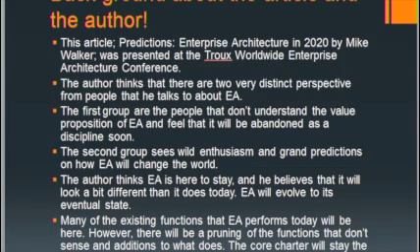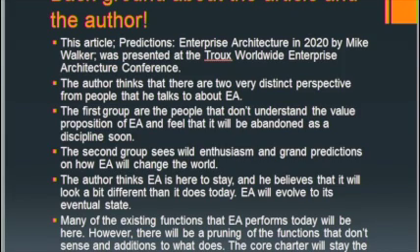The author thinks that there are two very distinct perspectives from people that he talks to about enterprise architecture. The first group are the people that do not understand the value proposition of enterprise architecture and feel that it will be abandoned as a discipline soon. The second group of people show wild enthusiasm and grand predictions on how enterprise architecture will change the world.